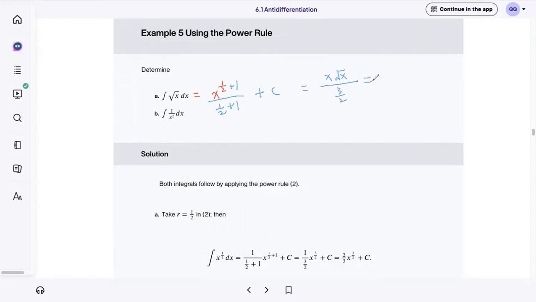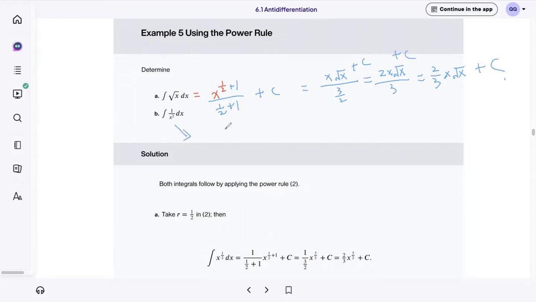Well, this is a 3-layer fraction. So dividing by 3 halves is multiplying by 2/3, right? So we can pull this 2 in the numerator, and that's it. Or we can write it as 2 over 3 x square root of x. Oh, of course, we need to add a c, right? We cannot forget to add a c to it.